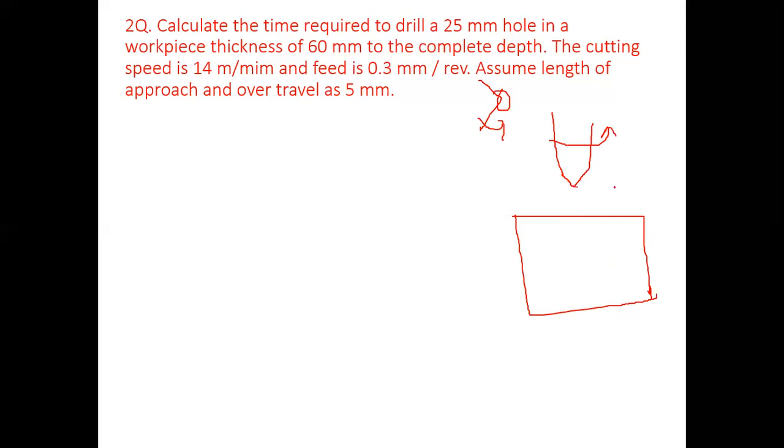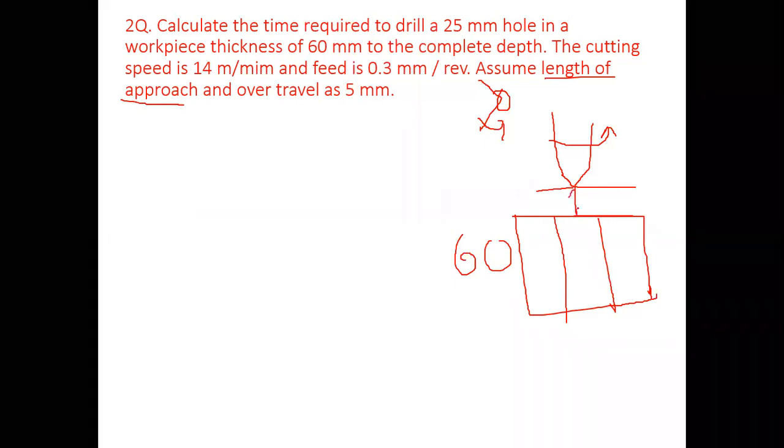So whatever the distance it is away, that distance is called the length of approach. Length of approach means from here to here, whatever the distance traveled is called the length of approach. So when you're calculating the total depth, maybe you're making a through hole in this workpiece of 60 mm, and then you have an approach. Approach is given as 5 mm.